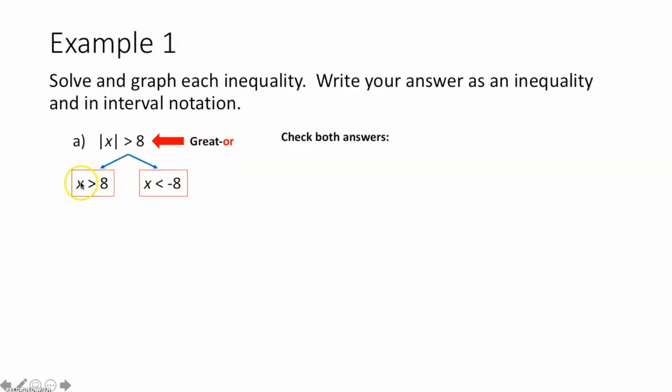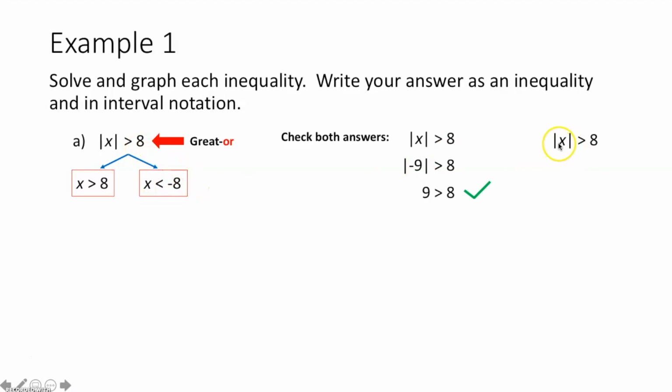For an or statement, we check an x value greater than 8 and we check an x value less than negative 8. So I'm going to first check an x value less than negative 8. How about negative 9? If I plug in negative 9 to my original absolute value inequality, the absolute value of negative 9 is positive 9, and is positive 9 greater than 8? Yes, it is. That one checks out.